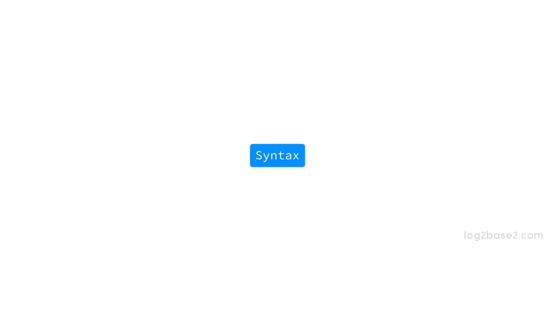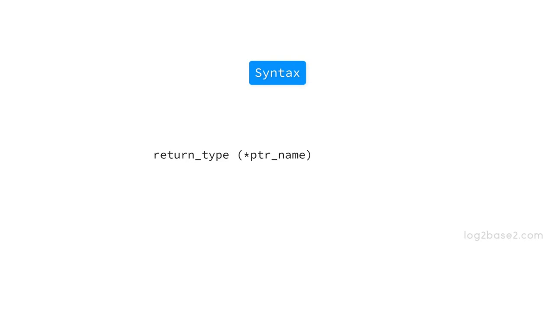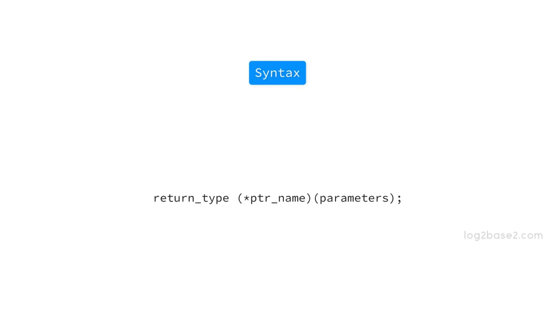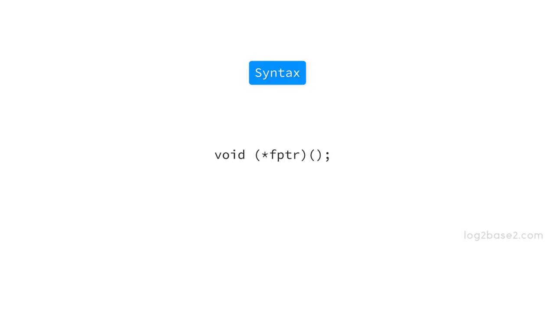Now, the syntax for declaring a function pointer is the return type followed by a pointer name within parentheses, followed by parameters within parentheses and a semicolon. See an example. If we want to create a function pointer whose return type is void and which won't take any arguments, then the syntax will be void, function pointer name in parentheses, and empty parentheses.